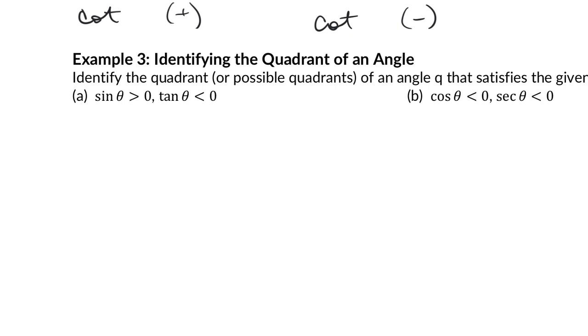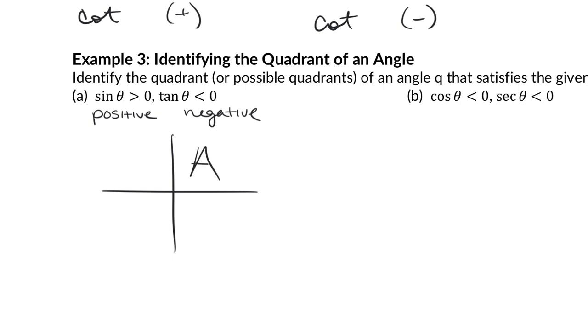This first inequality right here says that the sine of theta is bigger than 0. That means that sine is positive. And that tangent of theta is less than 0, which means tangent has to be negative. So we need to figure out which quadrant has a positive sine value and a negative tangent value. So we write down our all-star trig class letters. We're going to circle 2 sets of letters, and where they overlap, that's the quadrant you're in. So if sine is positive, what are the 2 quadrants where sine is positive?